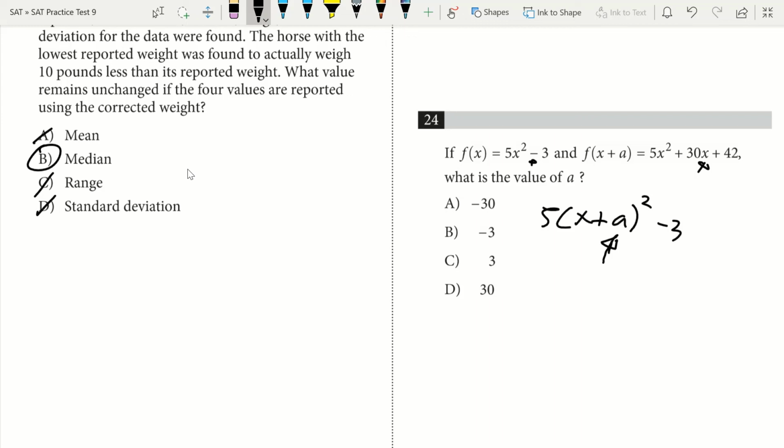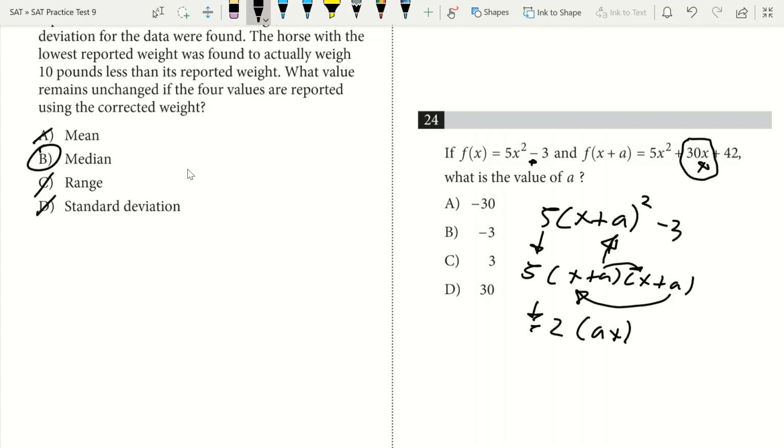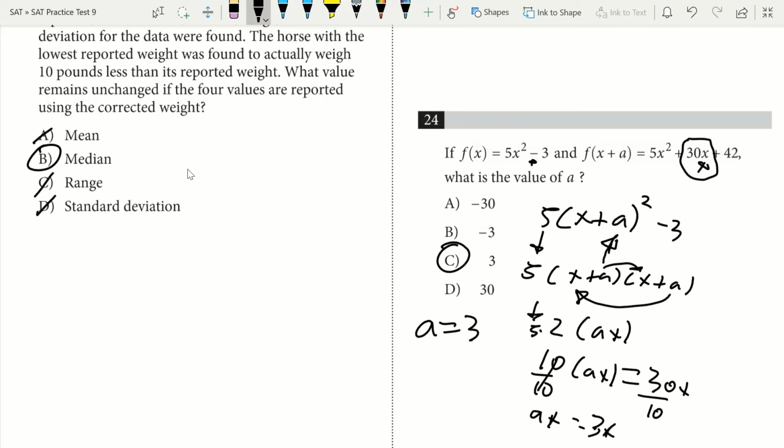All right, well, I see I have plus 30x in this equation. So I know that when I square this, when I do x plus a times x plus a, I'm going to get my a times x right here, and I'm also going to get a times x here. So I'm going to get 2 times ax, 2 times whatever a is times x. But I also have this 5 that drops down, so I have 5 times 2 times ax. I combine that and I get 10ax. Well, that has to equal 30x, therefore I divide each side by 10. 30 over 10 is 3. I get 3x equals ax. I divide each side by x, and I see that a is equal to 3. So my answer there is going to be C.